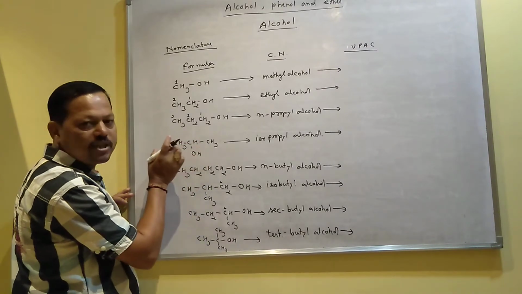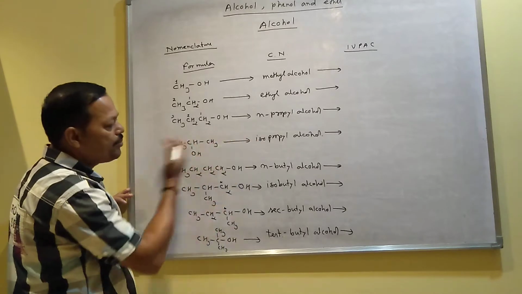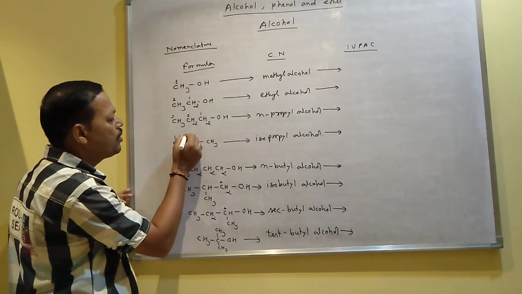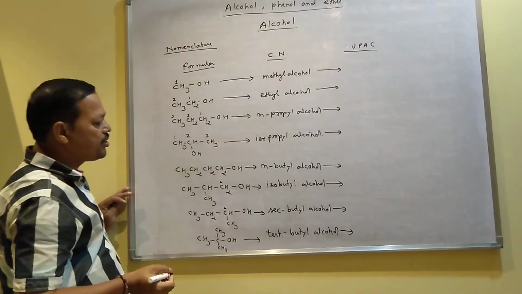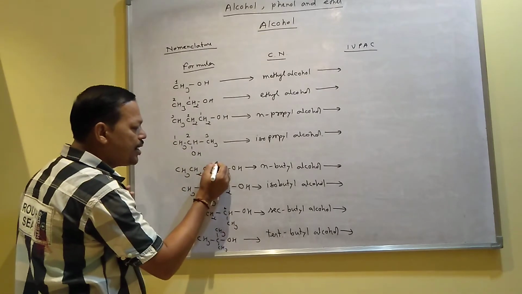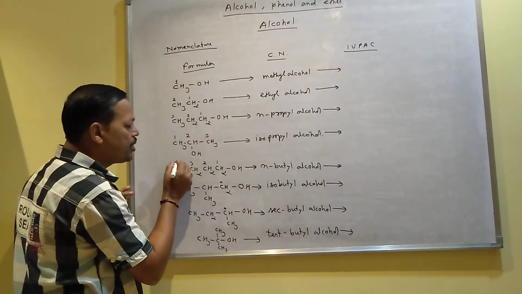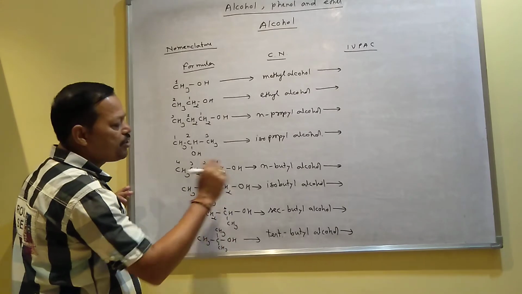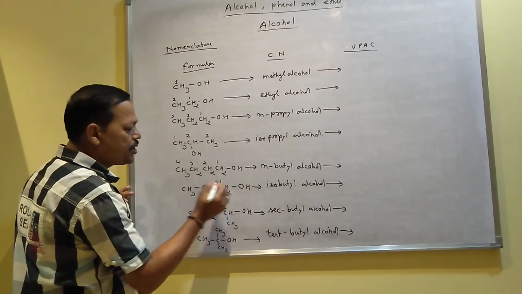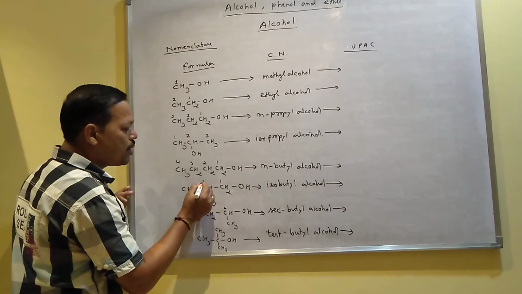You know, when you consider the chain, you always have to count from the terminal position. That's why 1, 2, 3, like this you have to consider. And here this is the terminal carbon, so you number 1, 2, 3, 4. This carbon is number 1 because it contains OH. Here this carbon is terminal, that's why it must be number 1, 2, 3.